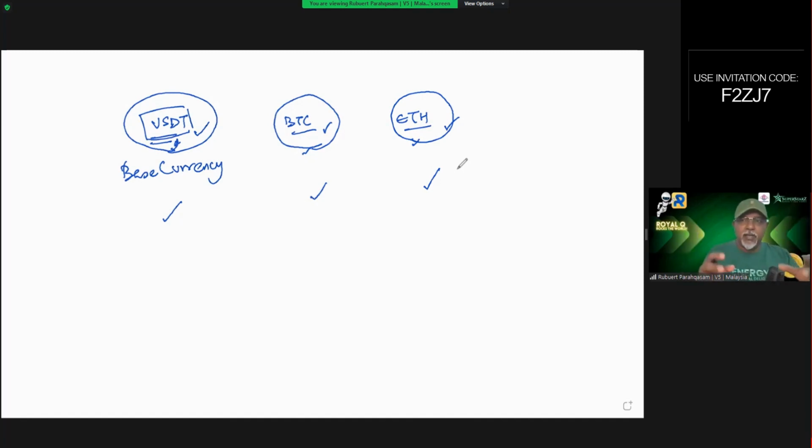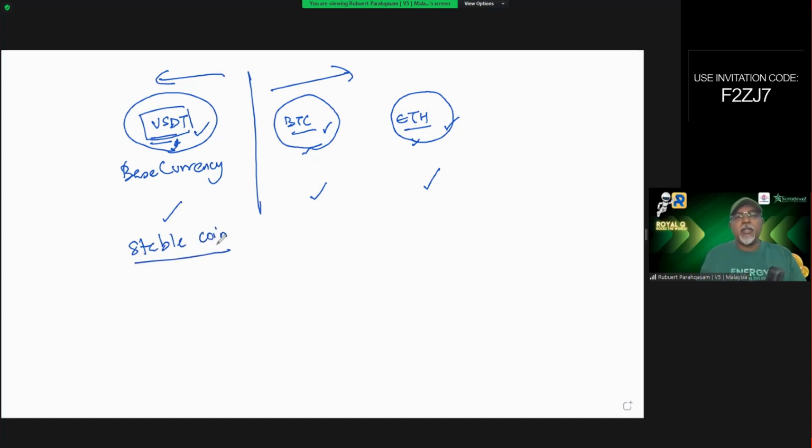When you're in the BTC market, you want to profit and accumulate BTC. When you are in the ETH market, you want to profit and accumulate ETH. When you are in the USDT market, you want to profit and accumulate USDT. Now, the key difference between USDT and these guys is that USDT is a stable coin. Its value doesn't fluctuate. So one USDT is at all times equal to $1.